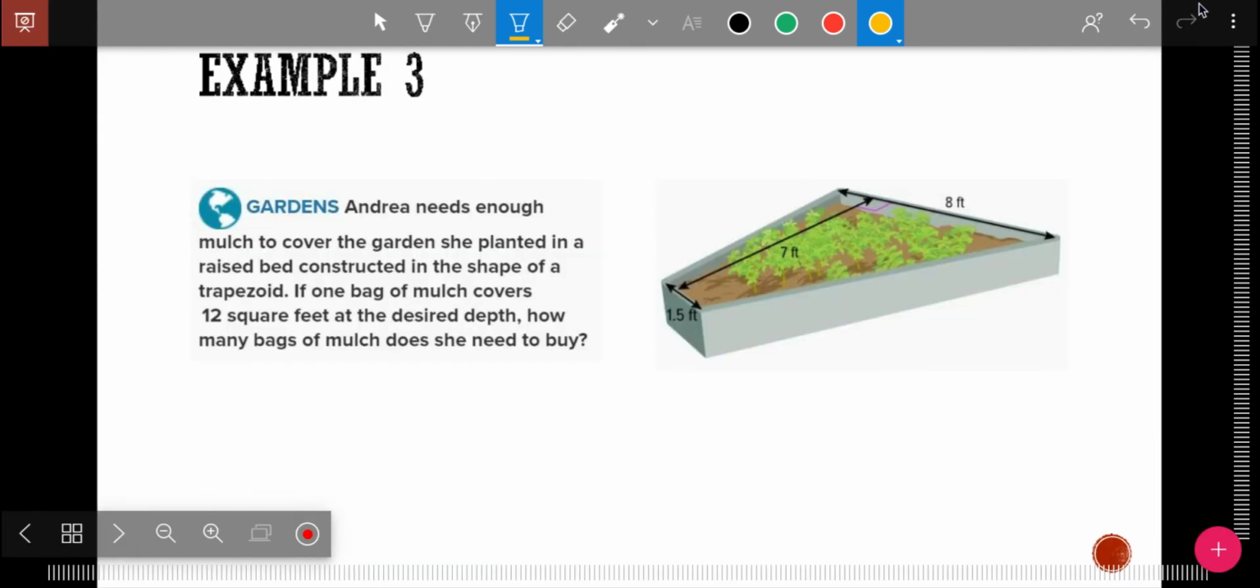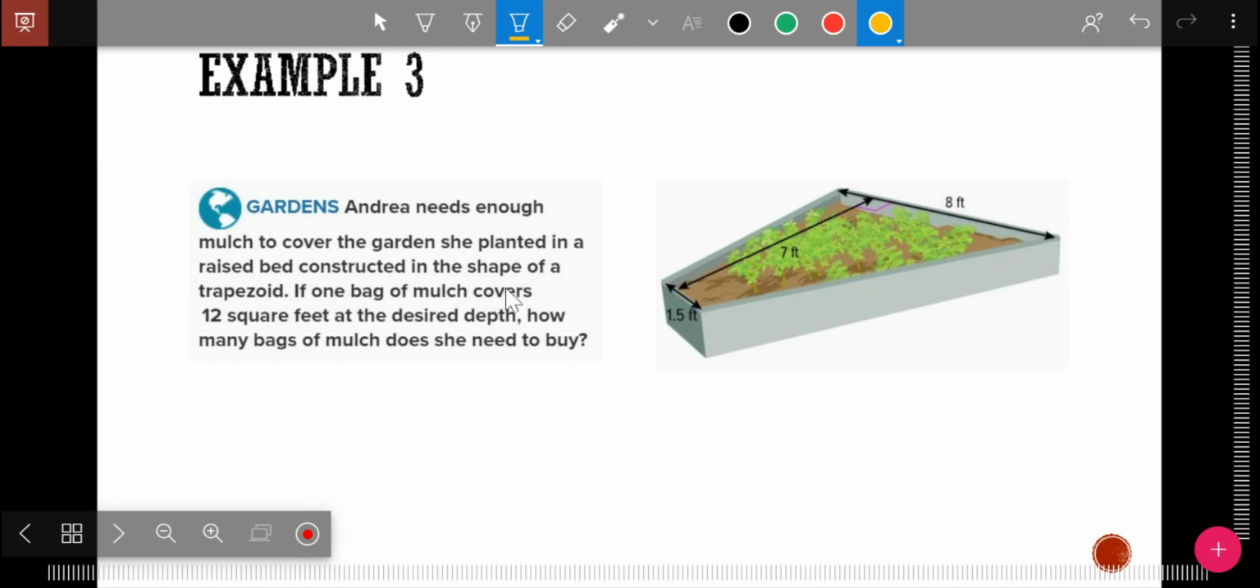Let's look at these two examples here. There's going to be two examples of trapezoids. This one's a story problem. Andrea needs enough mulch to cover the garden she planted in a raised bed constructed in the shape of a trapezoid. So she made this trapezoid shape. Trapezoids are more common than you realize once you start looking for them out in the real world.